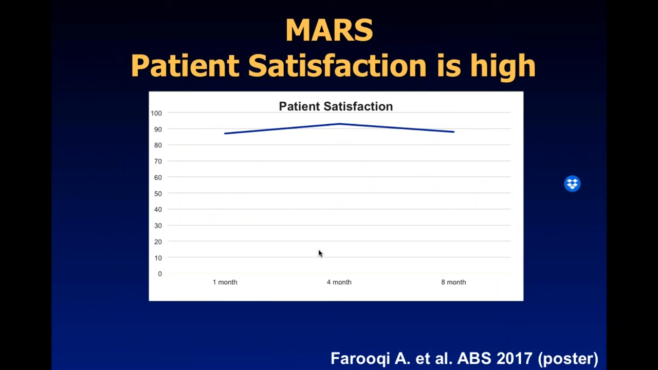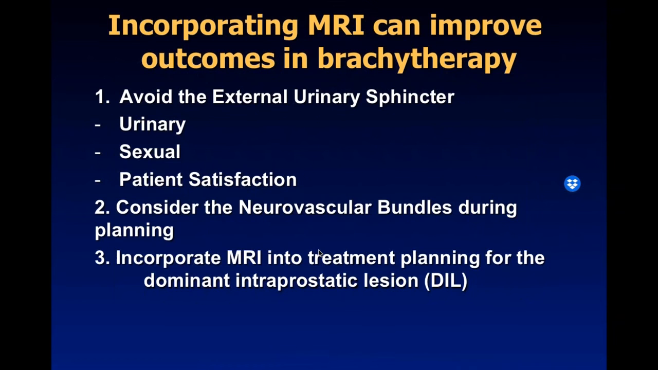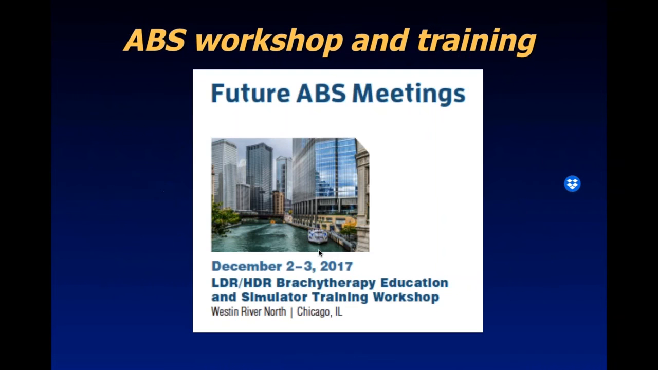What about patient satisfaction? If we look at 1 month, 4 months, and 8 months, we have over a 90% overall satisfaction rate. At 4 months, about an 88% overall satisfaction rate, with over 90% of these patients extremely satisfied. So incorporating MRI can improve outcomes of brachytherapy by avoiding the external urinary sphincter, improving urinary, sexual, and patient satisfaction. You can consider the neurovascular bundles during planning, and you can incorporate MRI to treatment planning to manage the dominant intraprostatic lesion, which really drives the biology.